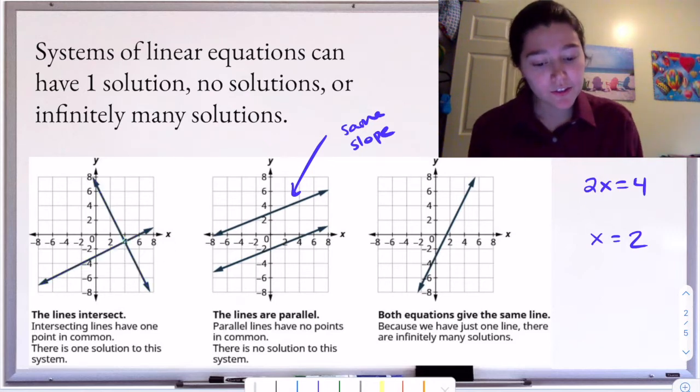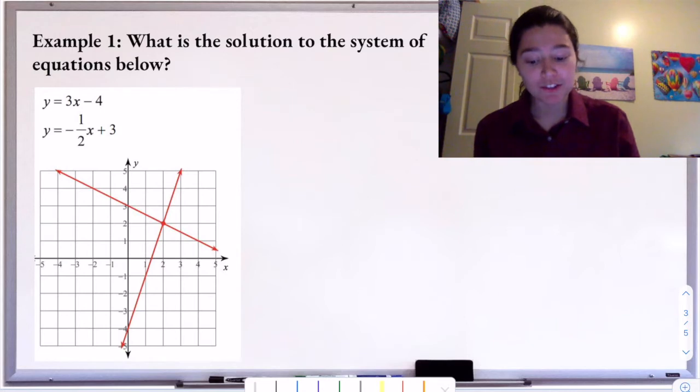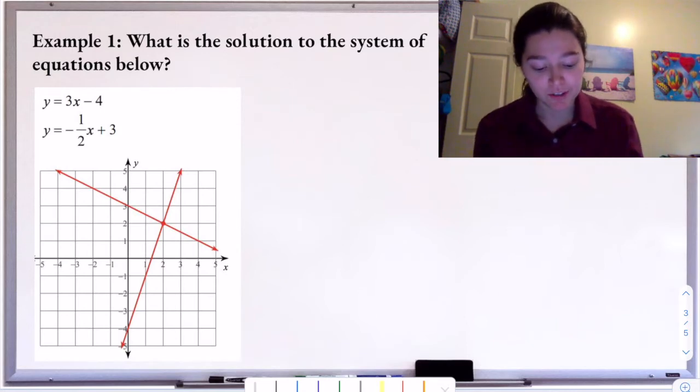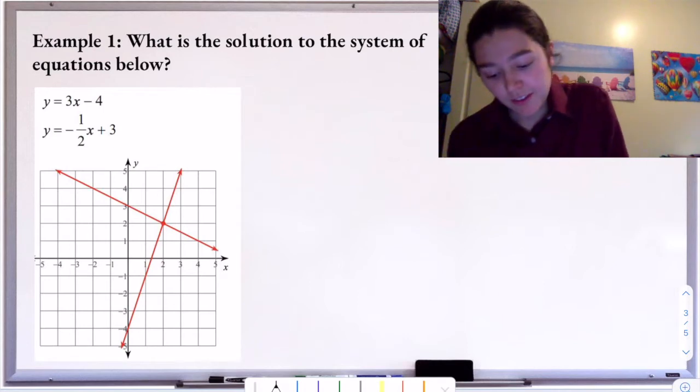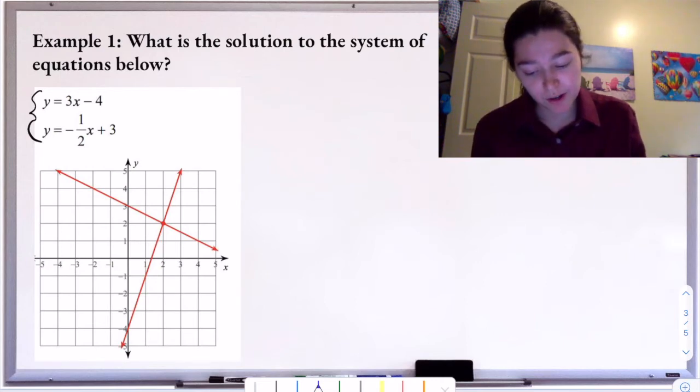All right, so let's take a look at an example. First, they did the hard work for us. They already graphed, which is great. So we're just looking at this graph, and we're asked, what is the solution to the system of equations below? So we have the system y equals 3x minus 4, and y equals negative 1/2 x plus 3. Quickly, we can see they correctly graphed that for us.